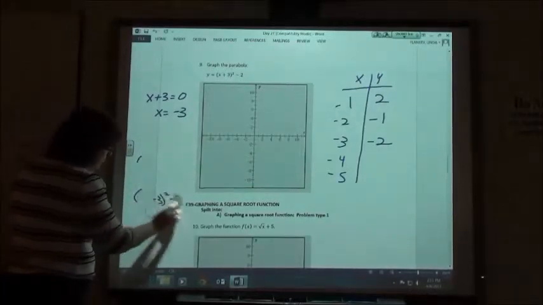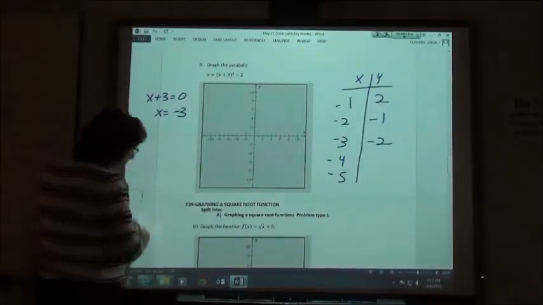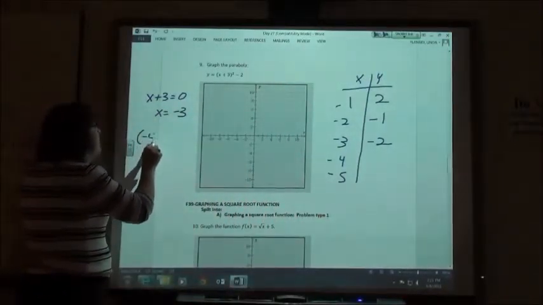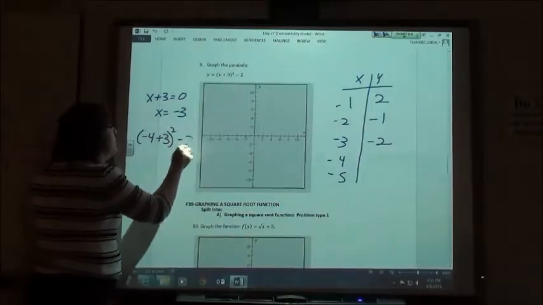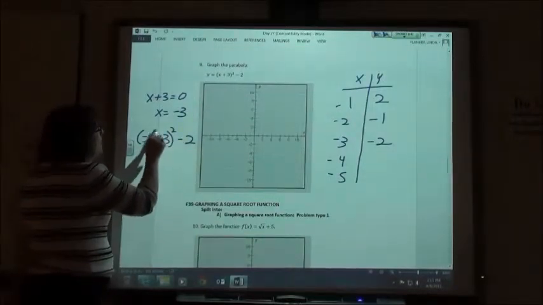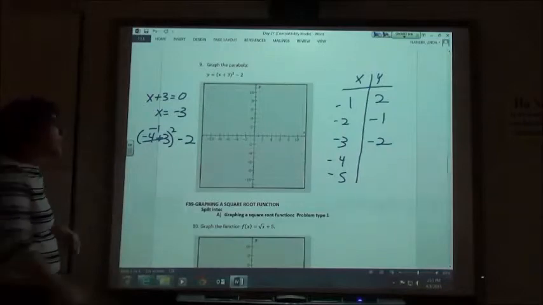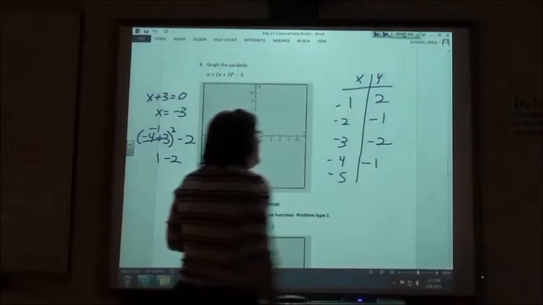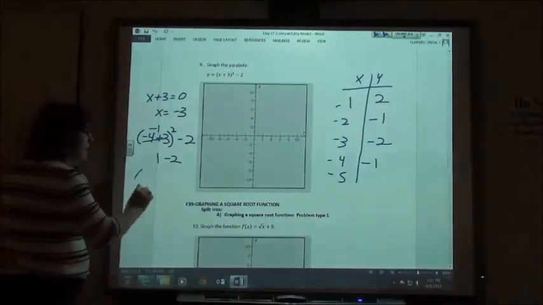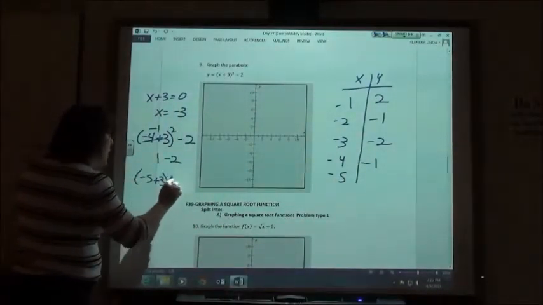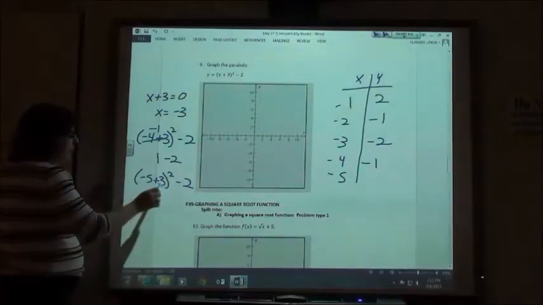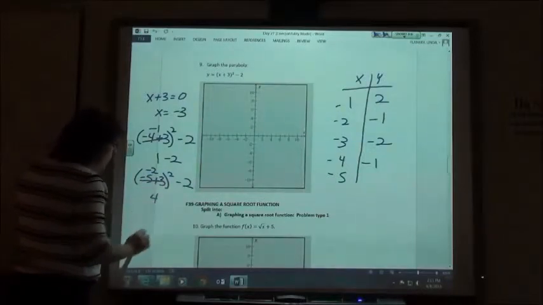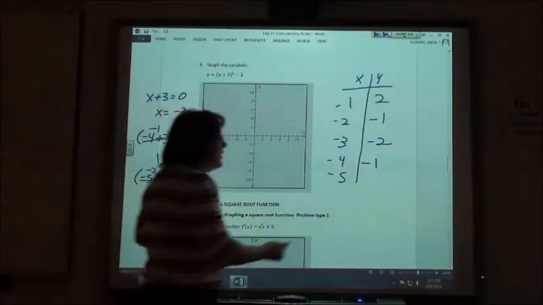Erasing that so I have room to write. Putting in the negative 4. So negative 4 plus 3 squared minus 2. Negative 4 plus 3 is negative 1. Negative 1 squared is a positive 1. 1 minus 2 is negative 1. And then negative 5 plus 3 squared minus 2. Negative 5 plus 3 is negative 2. Negative 2 squared is positive 4. 4 minus 2 is 2.